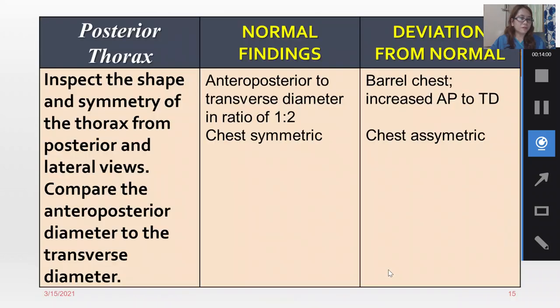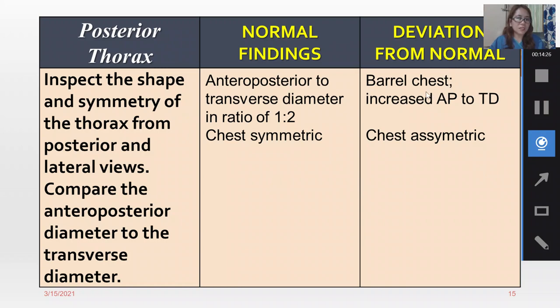sign of abnormality. Okay, and then you inspect the shape and symmetry of the thorax from posterior and lateral views. Compare the anterior-posterior diameter to the transverse diameter. So, ito rin yung configuration. So, anterior to transverse diameter in ratio is 1:2. So, it is symmetric. Okay?